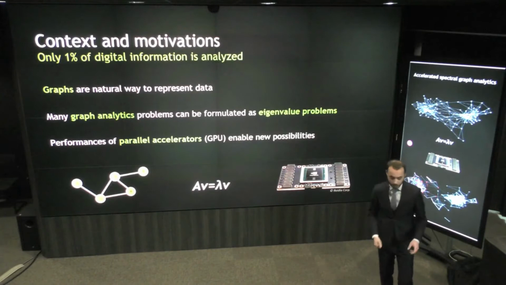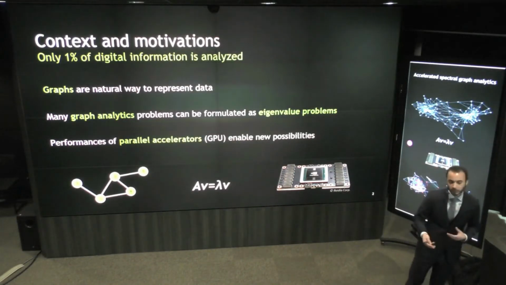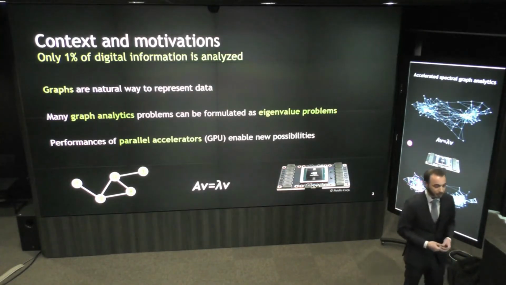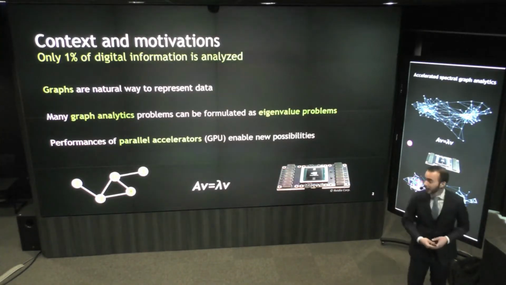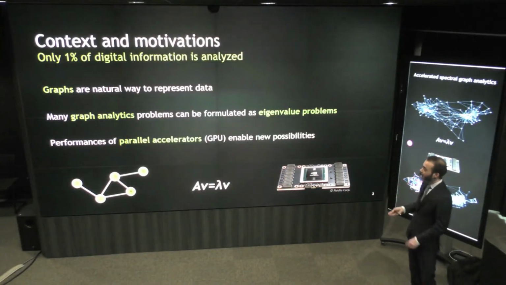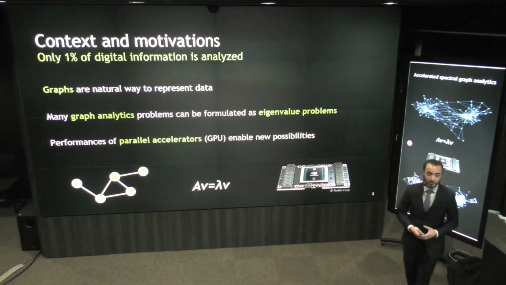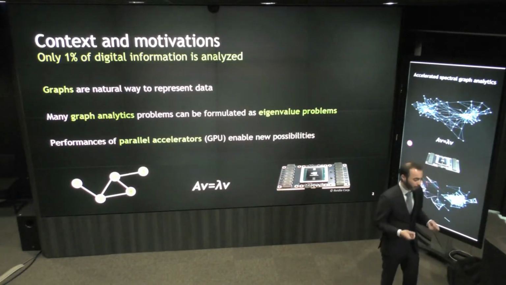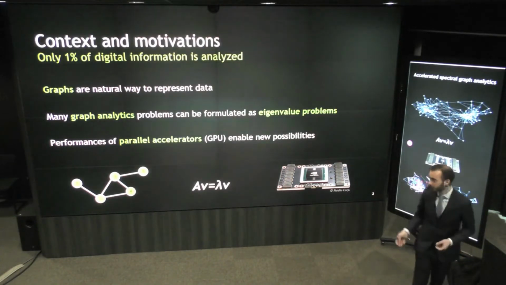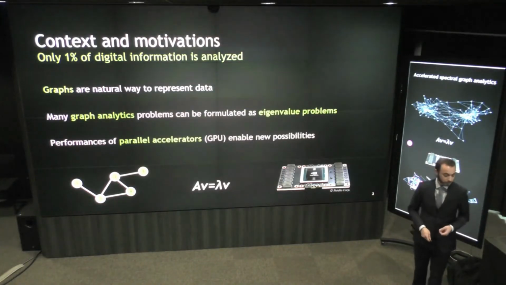GPUs are graphics processing units. They were initially designed for graphics, but very quickly scientists realized that they could be used for compute as well. And that's the last piece of the puzzle, because once we have formulated the eigenvalue problem, it's still very large, and we need all the potential offered by parallel computing and those fast architectures.